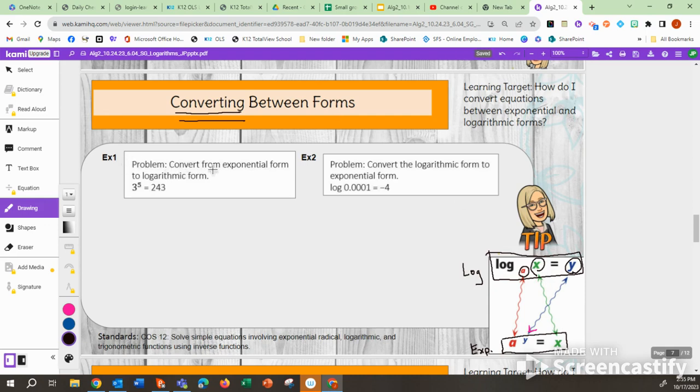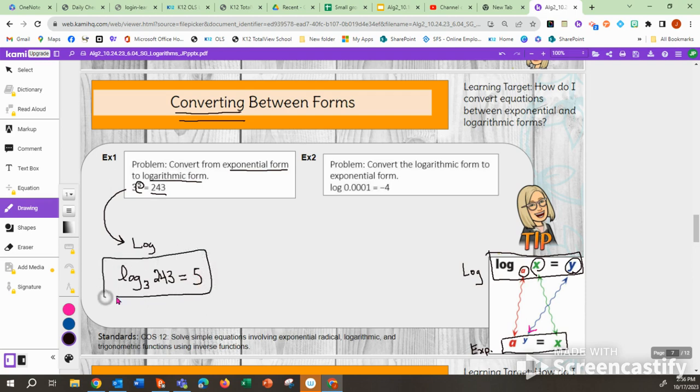So in example 1, they're saying convert from exponential form to log form. So we're in exponential form, we're going into log form. We do that by writing the word log. Then the subscript is our base, so 3 is our base. Our answer comes next, it's 243. And then our log is always equal to our power, which is 5. We're not solving anything. We're not evaluating anything. We're not simplifying anything.